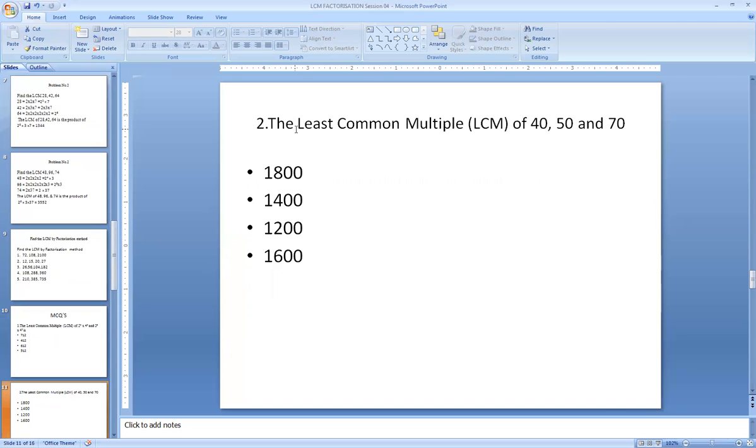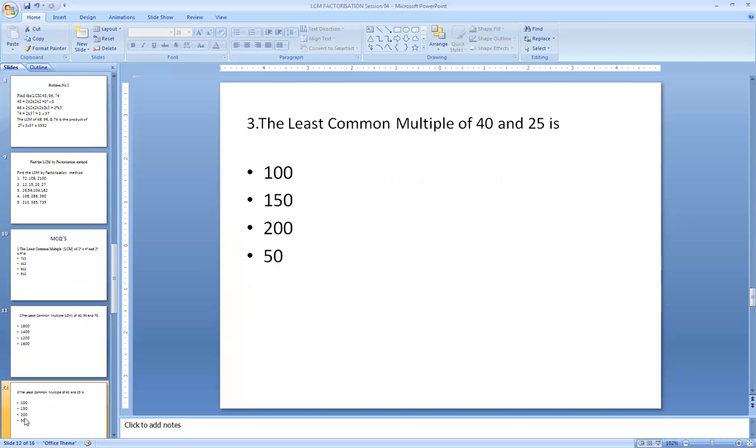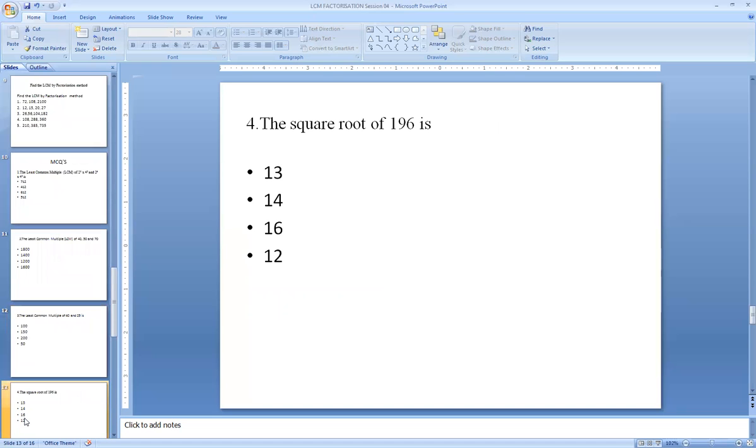The second question is the least common multiple of 40, 50 and 70. Calculate under the factorization method what the answer is. After calculation you will come to know the right answer among these options. And the next one, you will have to calculate the LCM for 40 and 25. And the next is the square root of 196, whether 12 square, 16 square, 14 square or 13 square. You have to remove the square root for 196, then you will get the answer that is there in these options. You have to select any one.